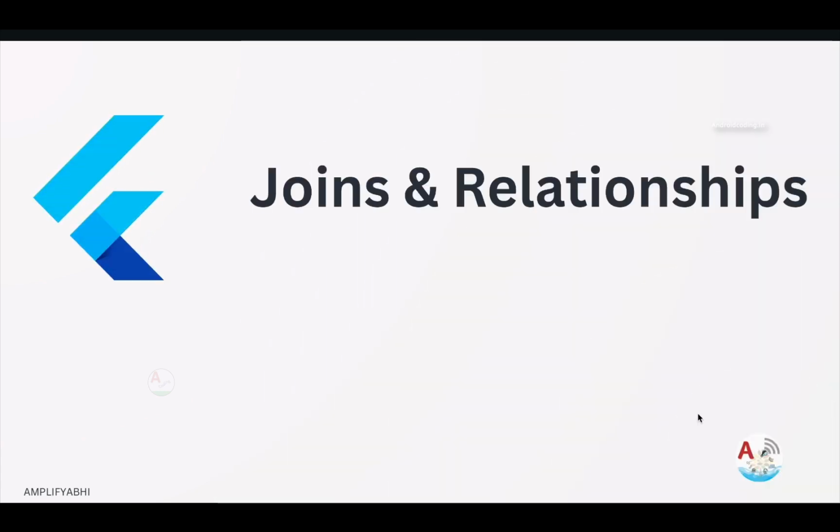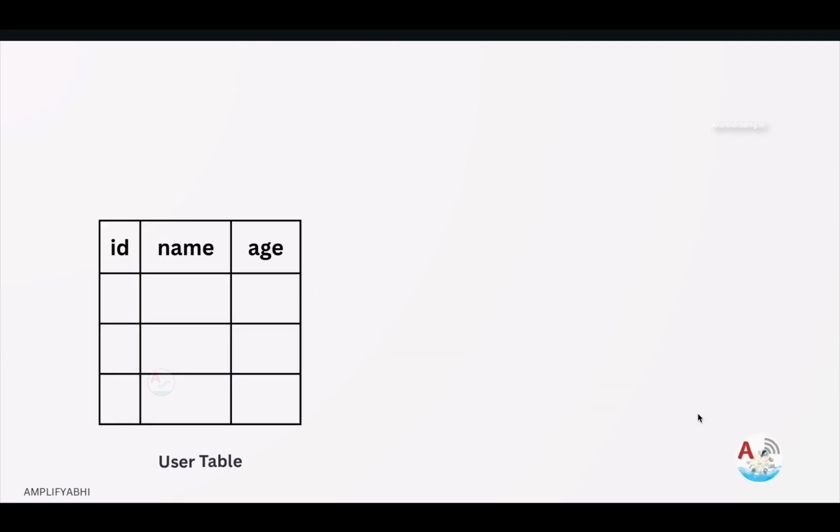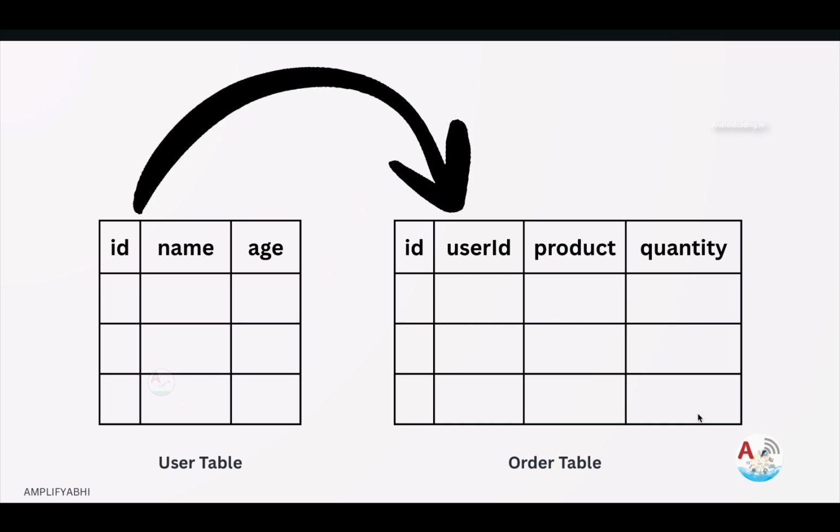In this vlog on Flutter, we are trying to see the joins and relationships in the Drift database. We do have two tables, the user table and the orders table, and we are trying to store the user details in the user table and the orders made by the users in the orders table. And how do we join these two things? Here we'll simply make use of the user ID while storing the orders in the orders table, and later we'll try to join with the help of this particular user ID.